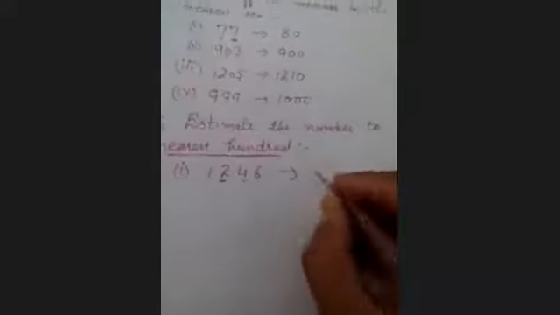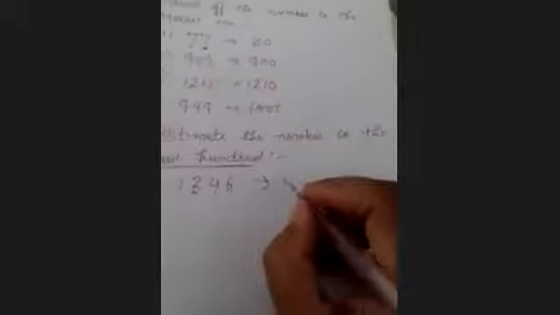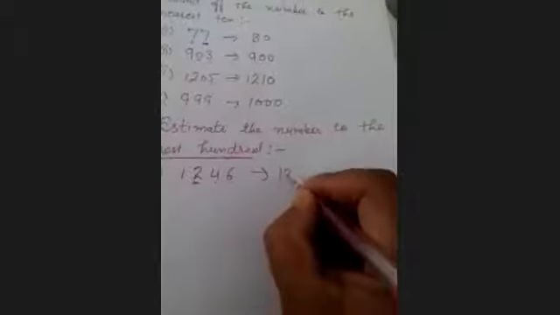Clear, students? So the nearest value of 1246 is 1200.